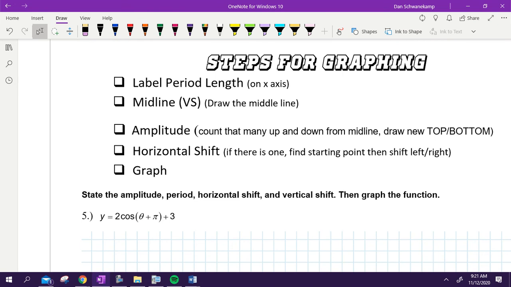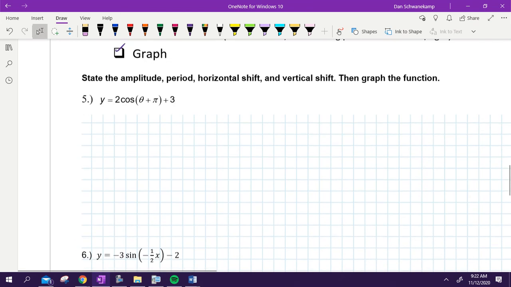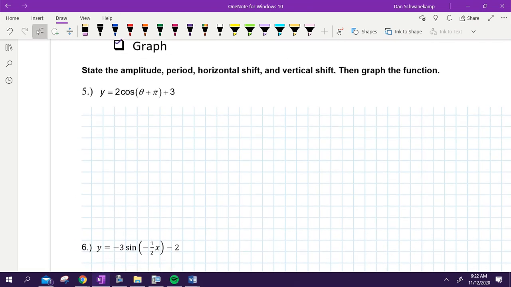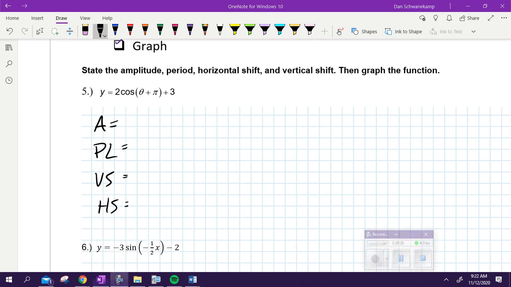On the backside, I just kind of wrote out the order of operations here in terms of what you should do. First thing we're going to do is label the period length. Then we draw our midline. Then we're going to do our stretching, our amplitude. Then we can do the horizontal shift, and then we can graph it. That's kind of the order that you need to follow. So if you're not great at this yet, that's what we're going to follow. Okay? I want to get a couple in here, but I want to go fast. So let's do it. Amplitude, period length, vertical shift, horizontal shift. You got 1 minute. See what you can do with it.